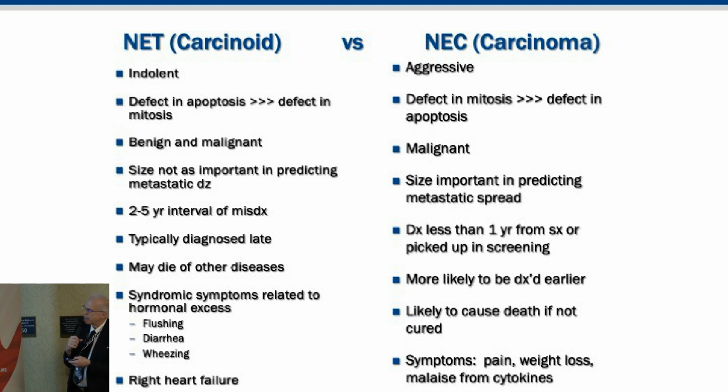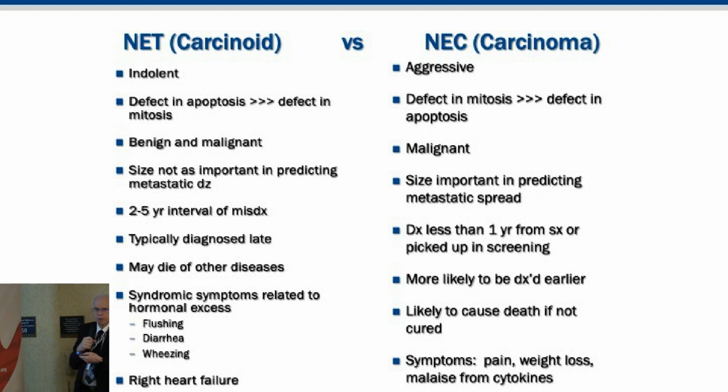They're both benign and malignant. The size is not important in predicting metastatic disease. These tumors can be very small and have a lot of metastatic disease. There's a 2 to 5 year interval of misdiagnosis. There's usually a delay in diagnosis, and then people may die of other problems. In our area, we want to stabilize this and turn the clock back. The symptoms may be due to hormonal excess, and we don't commonly see these kinds of things on the side where we've got carcinoma.